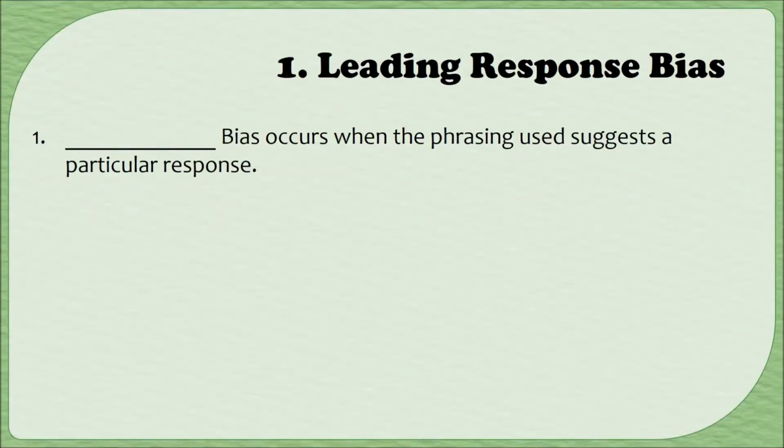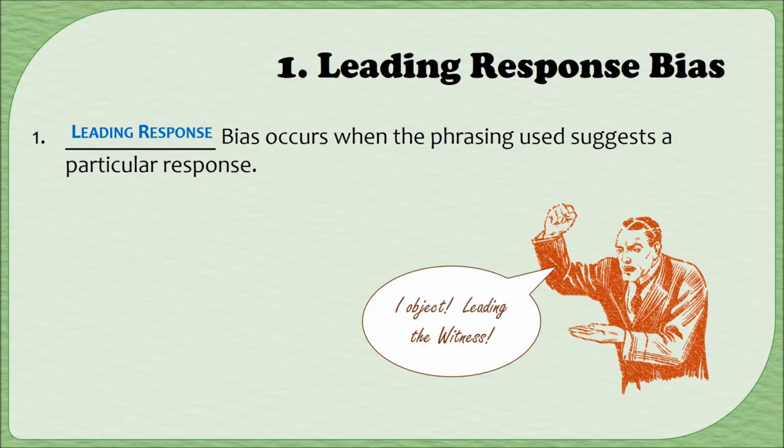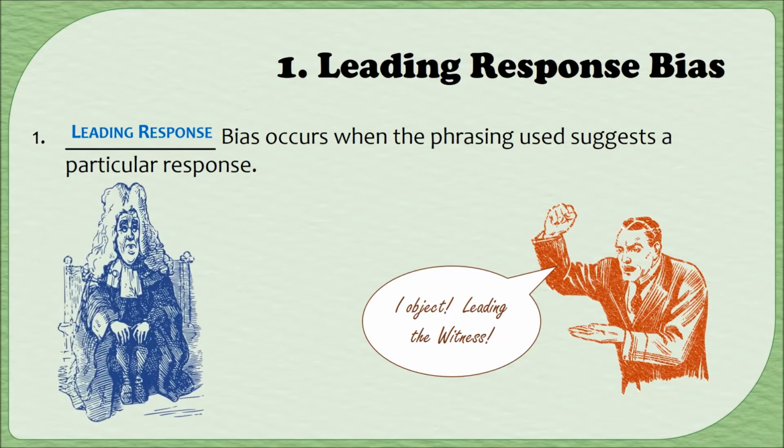The first kind of bias that we're going to talk about is called leading response bias. And this happens when the phrase that you use on the survey suggests a particular kind of response. I always think of Law and Order dramas when I think about leading response bias, where you might have a lawyer that says, "I object, he's leading the witness." And then the judge is like, "Overruled." So in this case, the lawyer might be asking the witness questions to try and elicit a particular response, which the other lawyer is recognizing and says, hey, those are not fair questions. You can't phrase it that way.